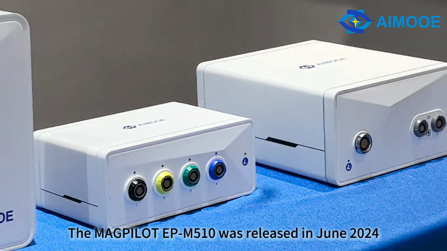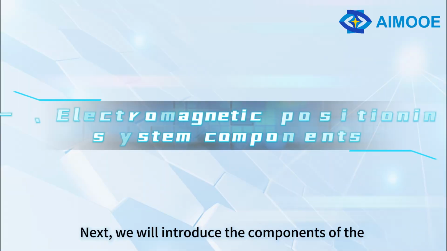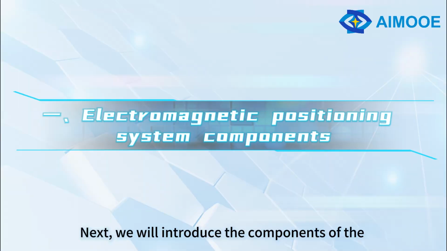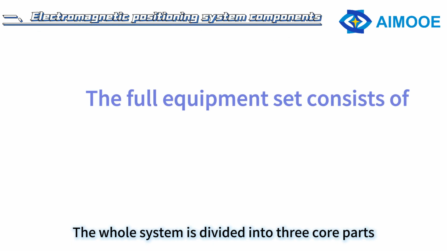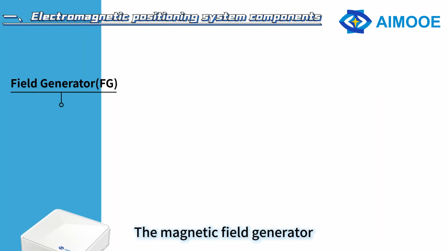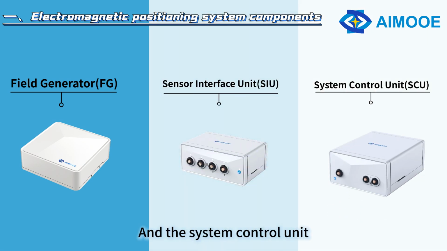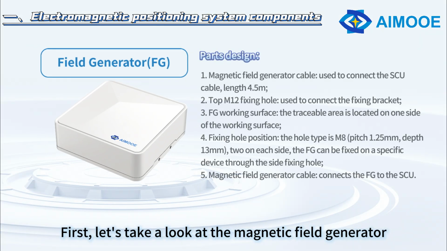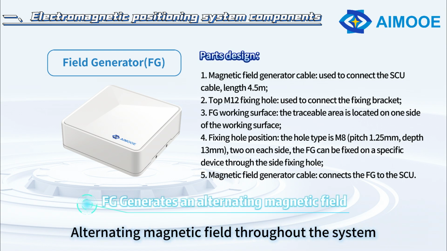The MagPilot EPM51R was released in June 2024. Next, we will introduce the components of the electromagnetic positioning system. The whole system is divided into three core parts: the magnetic field generator, the sensor interface unit, and the system control unit. First, let's take a look at the magnetic field generator, which is a device that generates an oscillating magnetic field throughout the system.